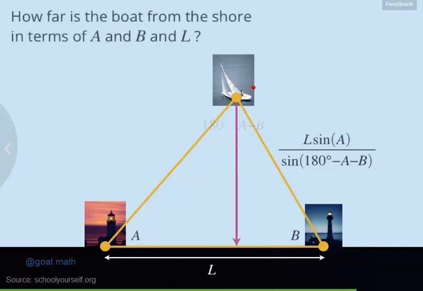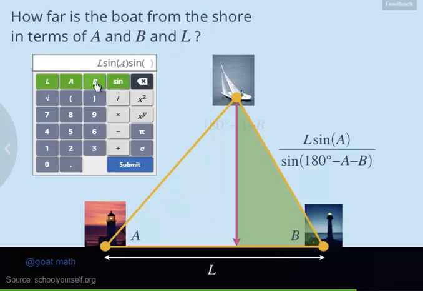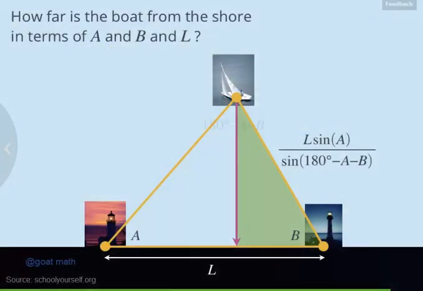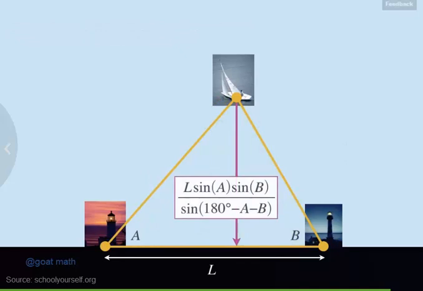And so, finally, use this right triangle to determine how far the boat is from the shore in terms of A, B, and L. Very well done. So this distance between the boat and the shore is L times the sine of A times the sine of B divided by the sine of 180 degrees minus A minus B.